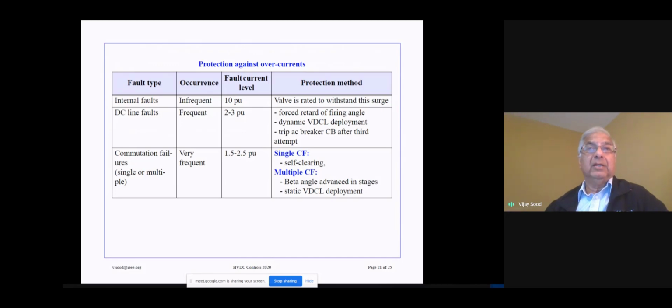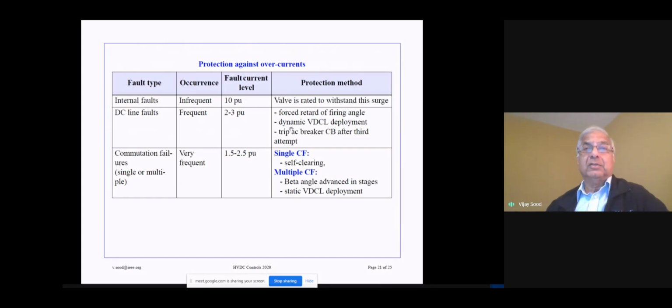The protection methodology that's going to be used is what we call the forced retard of the firing angle. We change the firing angle from typically 15 degrees alpha to maybe 145 degrees very quickly. We can change the firing angle. So we can go into inverter operation at the rectifier, and this way we can reduce the DC fault current.